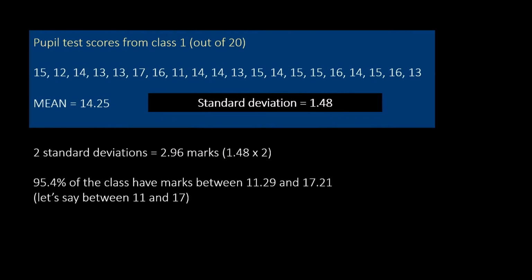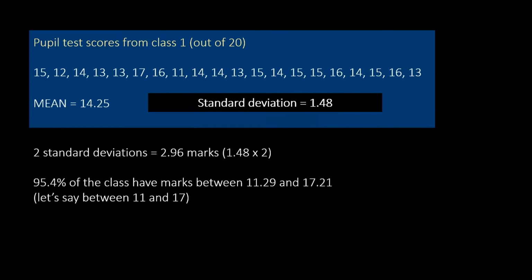Two standard deviations therefore is 2.96, and because of the way standard deviation is worked out, I know that 95% of the class will be between 2.96 marks less than the mean and up to 2.96 marks more than the mean. Now that works out as 11.29 and 17.21, but you can't have a mark of 11.29 out of 20. So let's say 95% of the class are going to be between 11 and 17 marks.